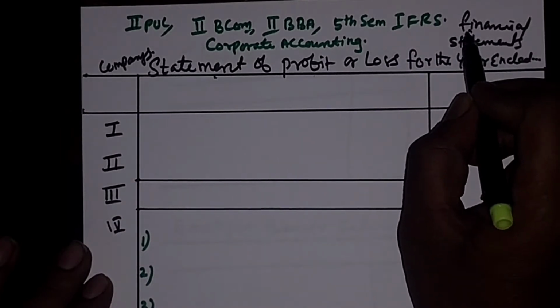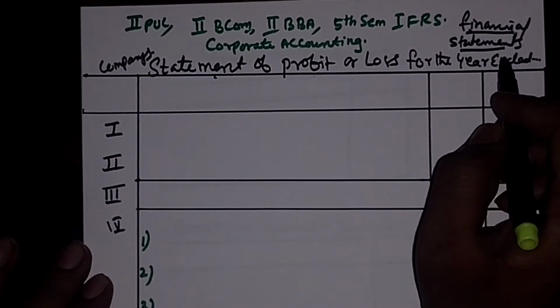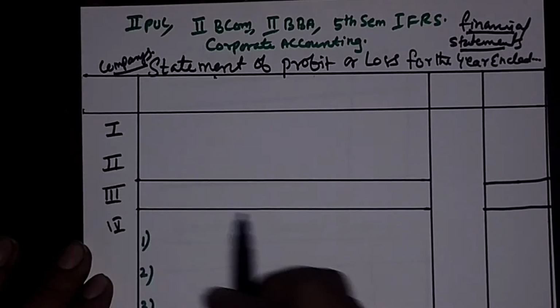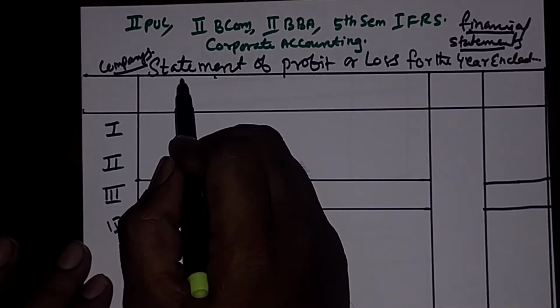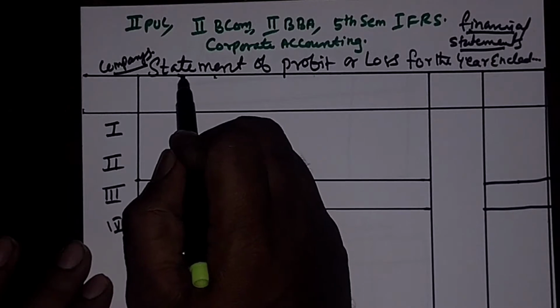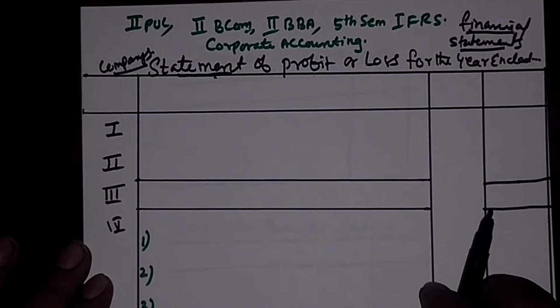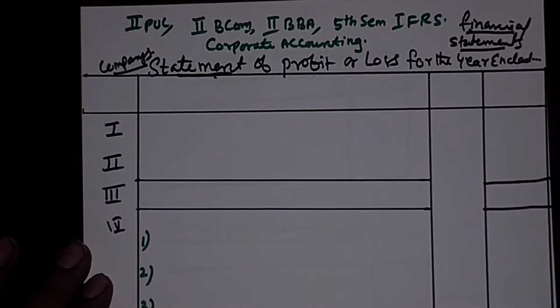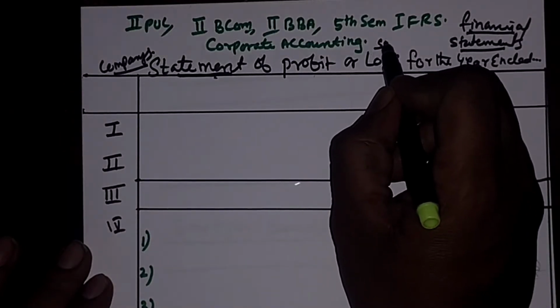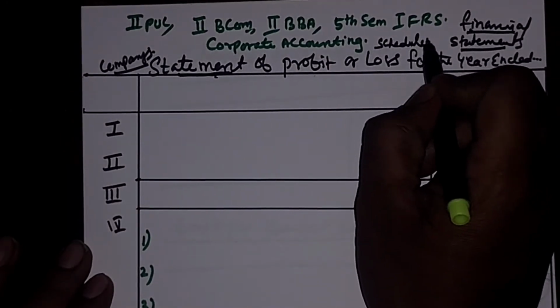The topic today I am covering is financial statements of companies. Under this financial statement of the company, the subtopic which I am covering is statement of profit or loss. This statement of profit or loss is prepared to find the net profit or net loss of the concern, and the format which I am going to prepare is as per the Companies Act 2013, as per Schedule 3. This is the most important.